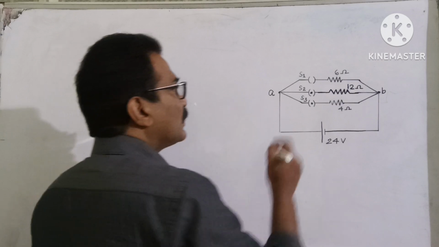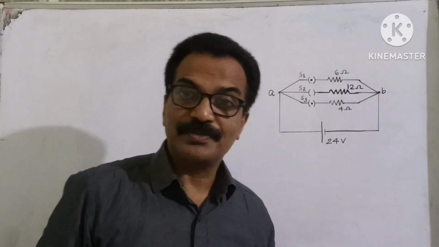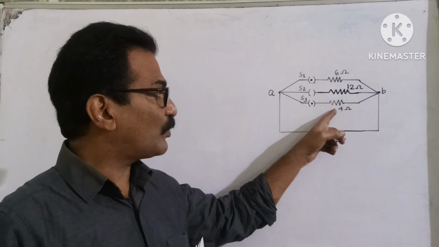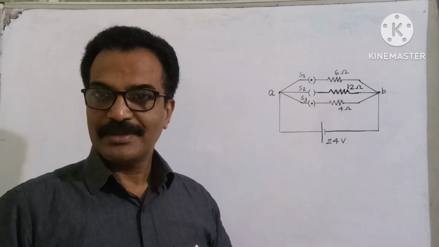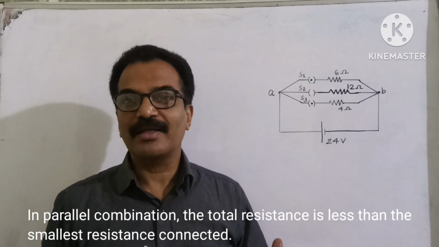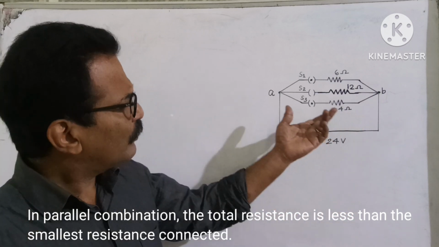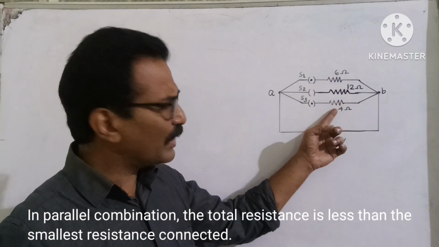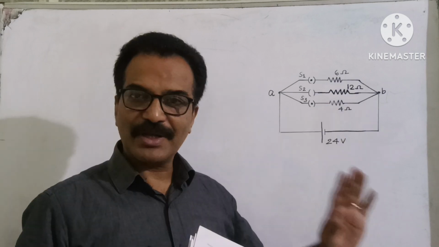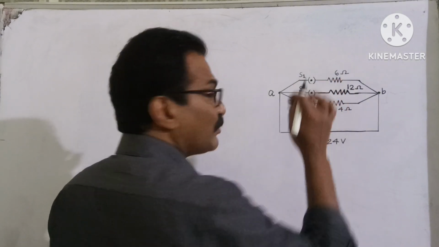Okay. And then think about opening the switch S2. In this case, what are the two resistors which are in the circuit? 6 ohm and 4 ohm. That also will not be correct. The reason is that, as I told you, if a number of resistors are connected in parallel, total resistance will be less than the least individual resistance. So here 6 ohm and 4 ohm are connected in parallel. So total resistance will be less than 4 ohm. So that also cannot be the answer. Okay. Now only one chance remains. This must be the answer.